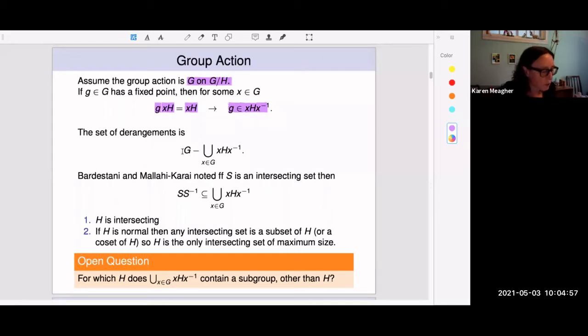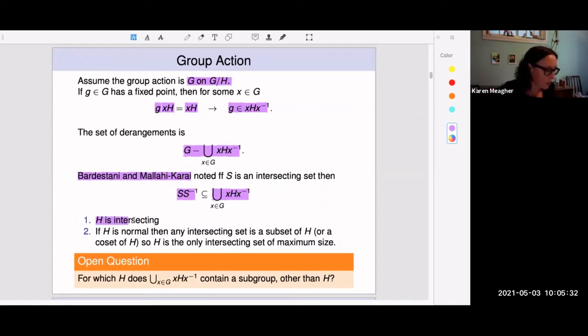So we can write down what the set of derangements are. They're everything that doesn't fix a point. And you can see Bernstein and Malahai-Kari noted that if S is an intersecting set, I'm going to take all the elements in S, multiply them by inverses of elements in S. Everything in there has to have a fixed point because it's intersecting. So it has to be contained in this union of conjugates of H.